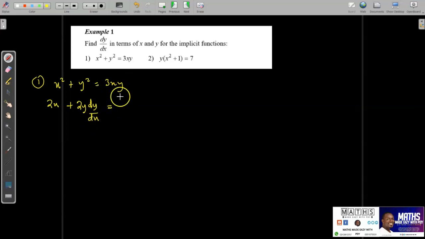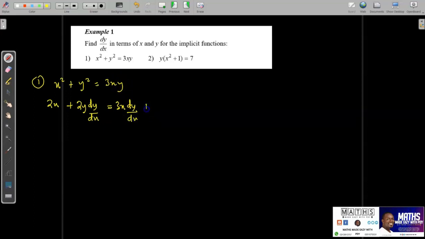Equal to, at this point of the equation, we have two functions, and hence we need to apply the product rule here. Applying the product rule, maintain the first function, which is going to give us 3x, and differentiate the next function, which is y. When you differentiate y, what will you obtain? dy dx. You get dy dx.